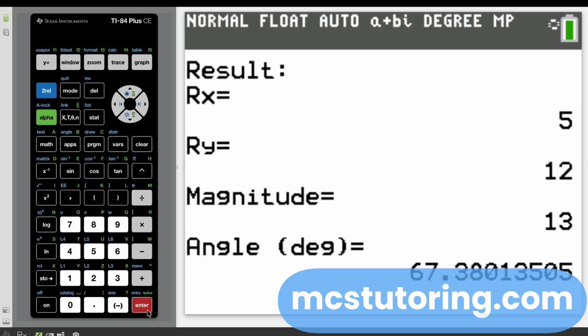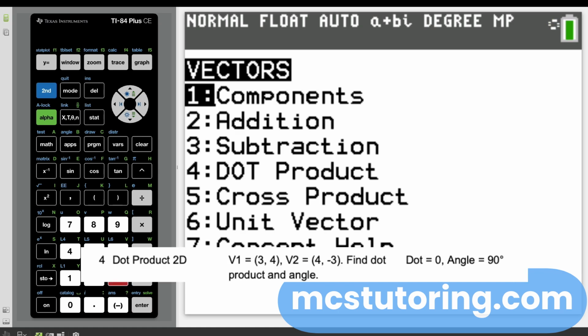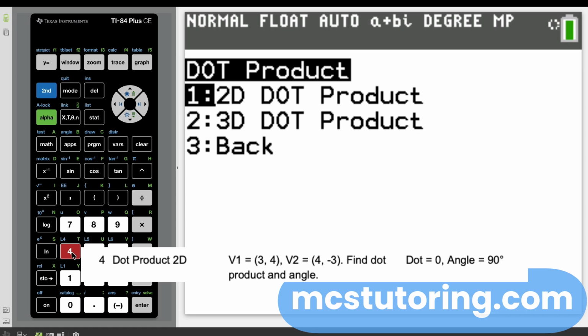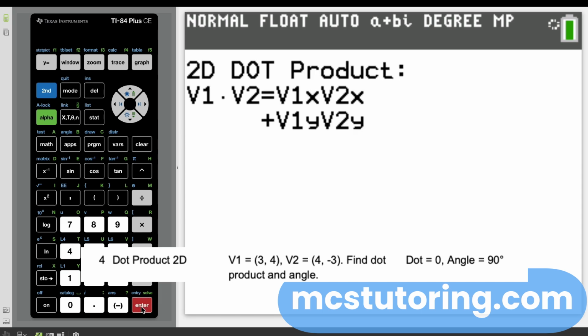Okay. Now, let's move to dot product. That's option 4 from the main menu. So I'm just going to press 4 here. The dot product is particularly useful for finding the angle between two vectors, which is something that comes up often in both physics and calculus. From the main menu, we selected the dot product, and then we're going to go to the 2D, two-dimensional dot product. Okay, again, it gives you the formula right there.